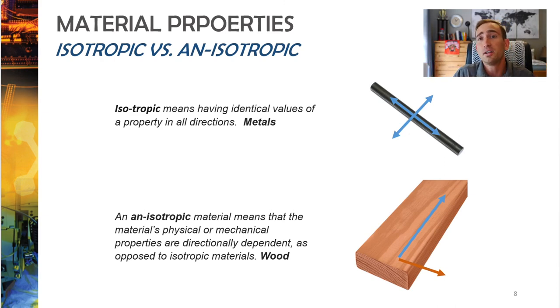And wood is anisotropic because it actually has different strength values whether you look along the grain, which is shown in blue, or whether you look against the grain in orange. It's a natural material, so it's not going to be homogeneous and perfect throughout. It's not manufactured. It's going to have different variations as well. So that is an example of isotropic and anisotropic materials.